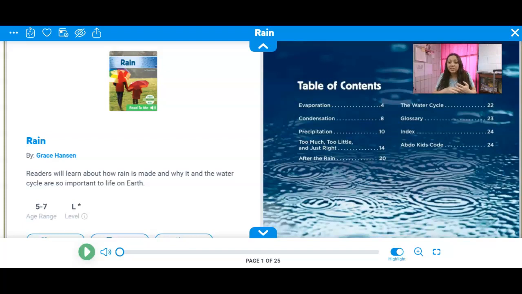Hi guys. So we are going to start researching different types of weather, okay? And we're going to start with just rain because it's one we're very familiar with, okay? So we're going to read this book called Rain by Grace Hansen.